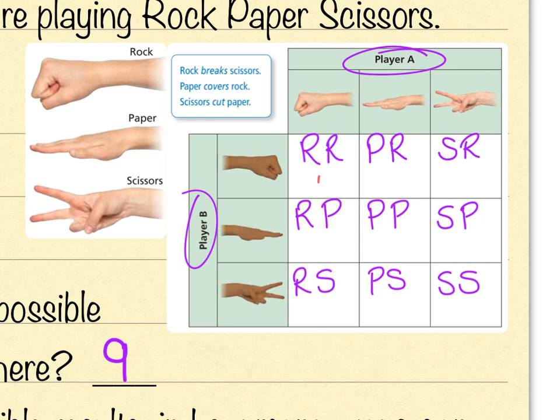In the first one, this would be a tie. They'd have to go again. And then paper covers rock, so player A would win this one. And then scissors would lose to rock.